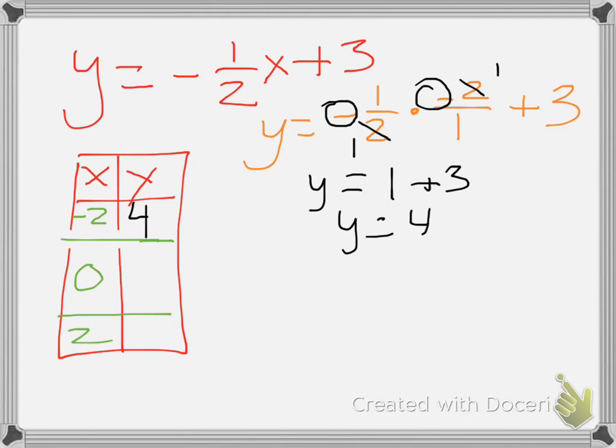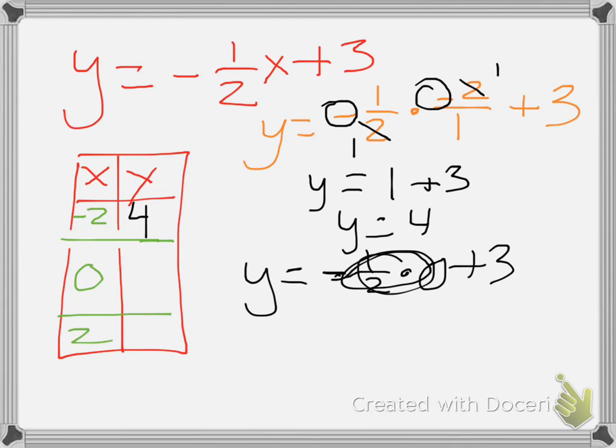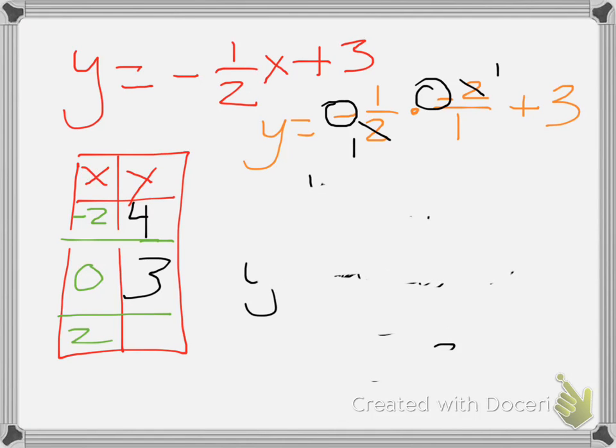Now I'm going to plug in my 0. So y equals -1/2 times 0 plus 3. It doesn't matter that it's a fraction. Anything times 0 is just 0, so all this goes away and becomes 0 plus 3. So y equals 3 when x is 0. Then I need to erase because I'm running out of room. Alright, so let's do the last one.